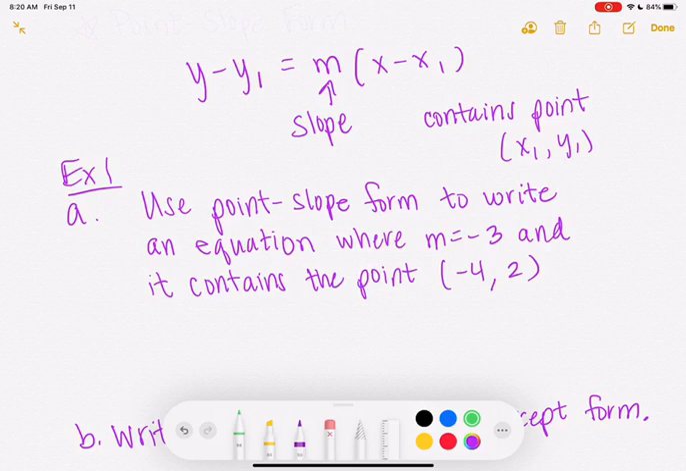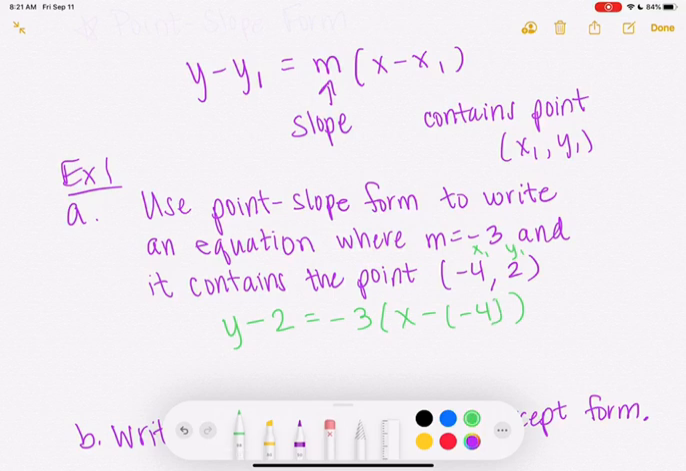Okay, so point-slope form is y minus y1. Here's our point, x1, y1, that it contains. So it's going to be y minus 2 equals our slope, m, is -3 times the quantity x minus x1 is -4. It's so tempting to want to go ahead and simplify, but this really is our final answer, okay?